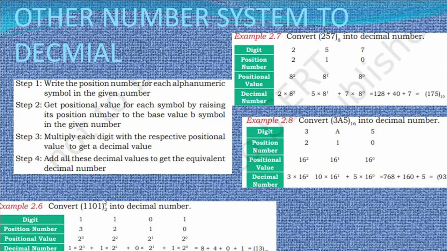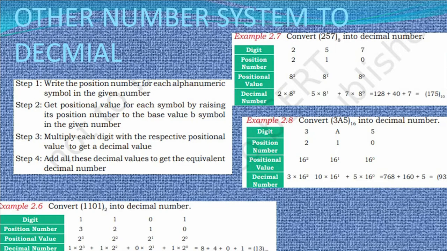So the first number is taken, 1, will be taken as 2 to the power 0. Then for 0 we will take it as 2 to the power 1. Then the next one will be taken as 2 to the power 2 and this as 2 to the power 3. And we will multiply these given numbers by 2 to the powers. So as you can see, 1 times 2 to the power 3, 1 times 2 to the power 2, 0 times 2 to the power 1, 1 times 2 to the power 0. This gives us the answer as 13.